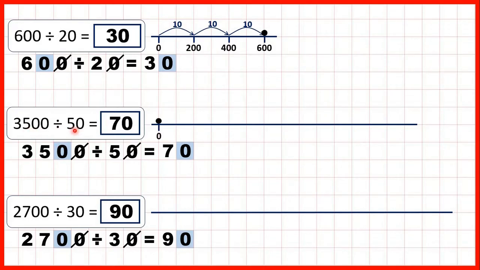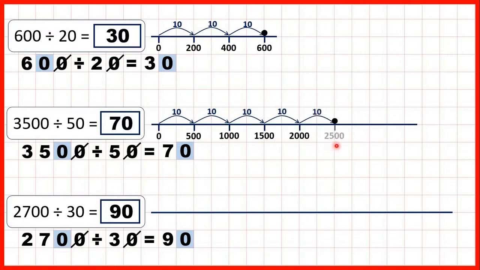Now we have 3,500 divided by 50. Instead of counting in steps of 50, we could count in steps of 10 times 50, so in steps of 500. We have 500, 1,000, 1,500, 2,000, 2,500, 3,000, and then 3,500. So we counted 10 lots of 50 7 times, so that's why our answer is 70.